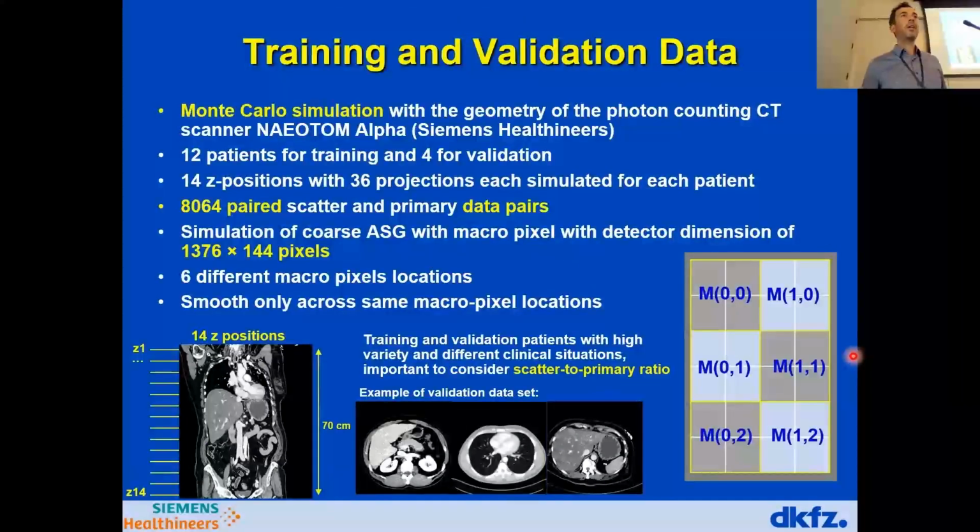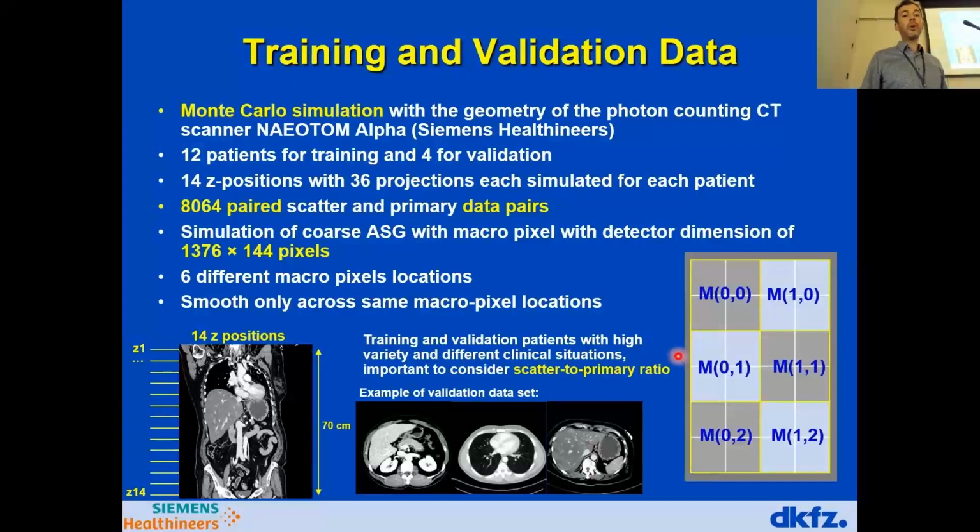So let's come again back to our coarse anti-scatter grid. To train our method, we have done some Monte Carlo simulations. The geometry of our Monte Carlo simulations has been adapted to the Neotom Alpha. In total, we have simulated 16 different patients, where we're using 12 patients for training and 4 for validation. In total, we are simulating 14 different set positions at the patients, each 10 degrees. And in total, this will lead us to around 8,000 paired scatter and primary data pairs.